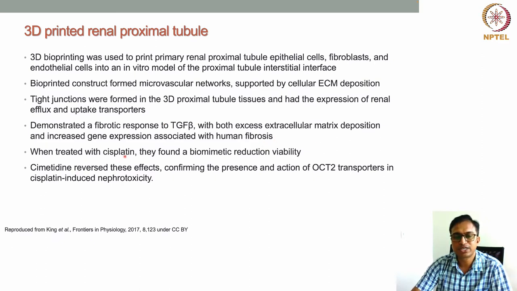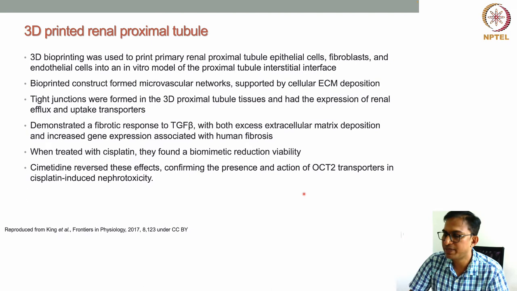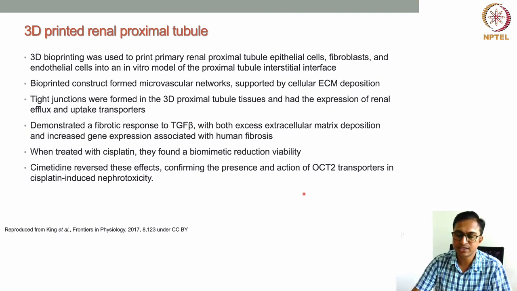But when treated with cisplatin, another nephrotoxic drug, they found a reduction of viability. The cellular viability reduced in a dose-dependent manner. Cisplatin disrupts the nephron structure and the cells all die, and they have seen that effect also. But when another drug called cimetidine was used, it reversed this effect, because cimetidine blocks cisplatin activity.